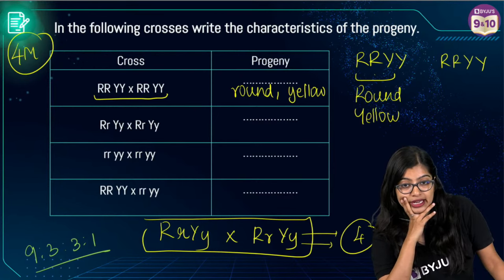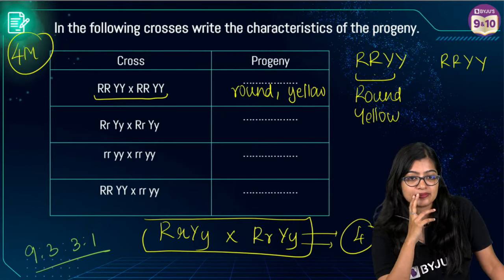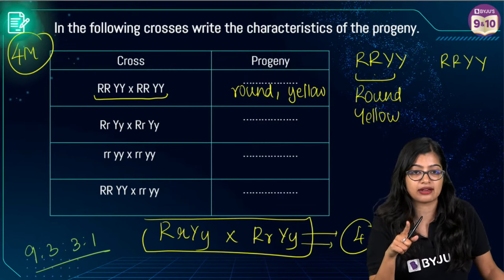Round yellow, wrinkled green, round. There is a mistake in this. Somebody told me round yellow twice, there's one mistake.